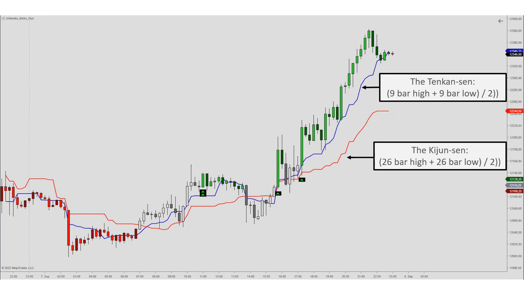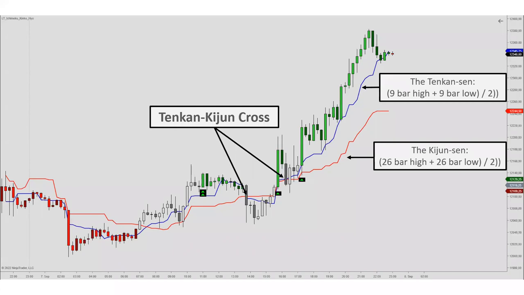So the relationship between the Tenkan and Kijun Sen is similar to a 9 and a 26 period moving average. So a fast versus a slow, and you're looking for these crosses here. And interestingly, the 9 and the 26 periods are also the same that are used to calculate the MACD. So a classic signal is to wait for the Tenkan Sen to cross the Kijun Sen. And that is efficient enough, but the signal will not occur very often in strong trends.